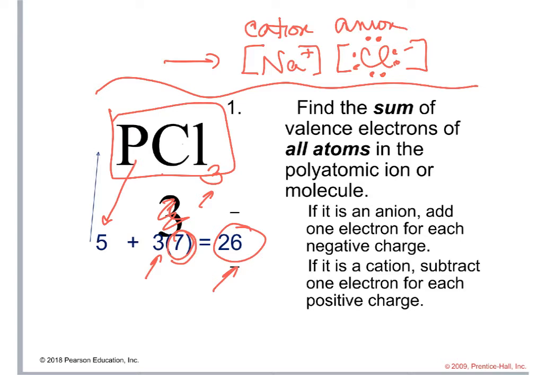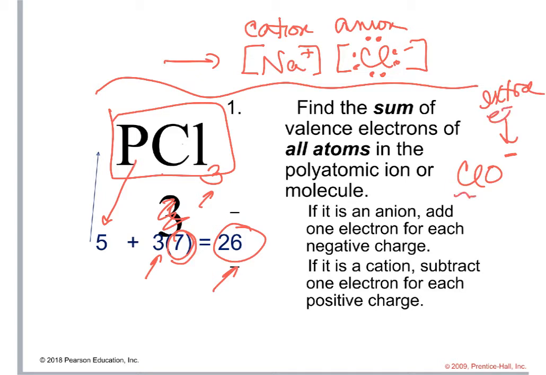Now be careful, because if the structure has an overall charge, let's say we had ClO with a minus charge, okay? What does that minus mean? That minus means there's an extra electron, right? From normal, you've got to account for the sign.